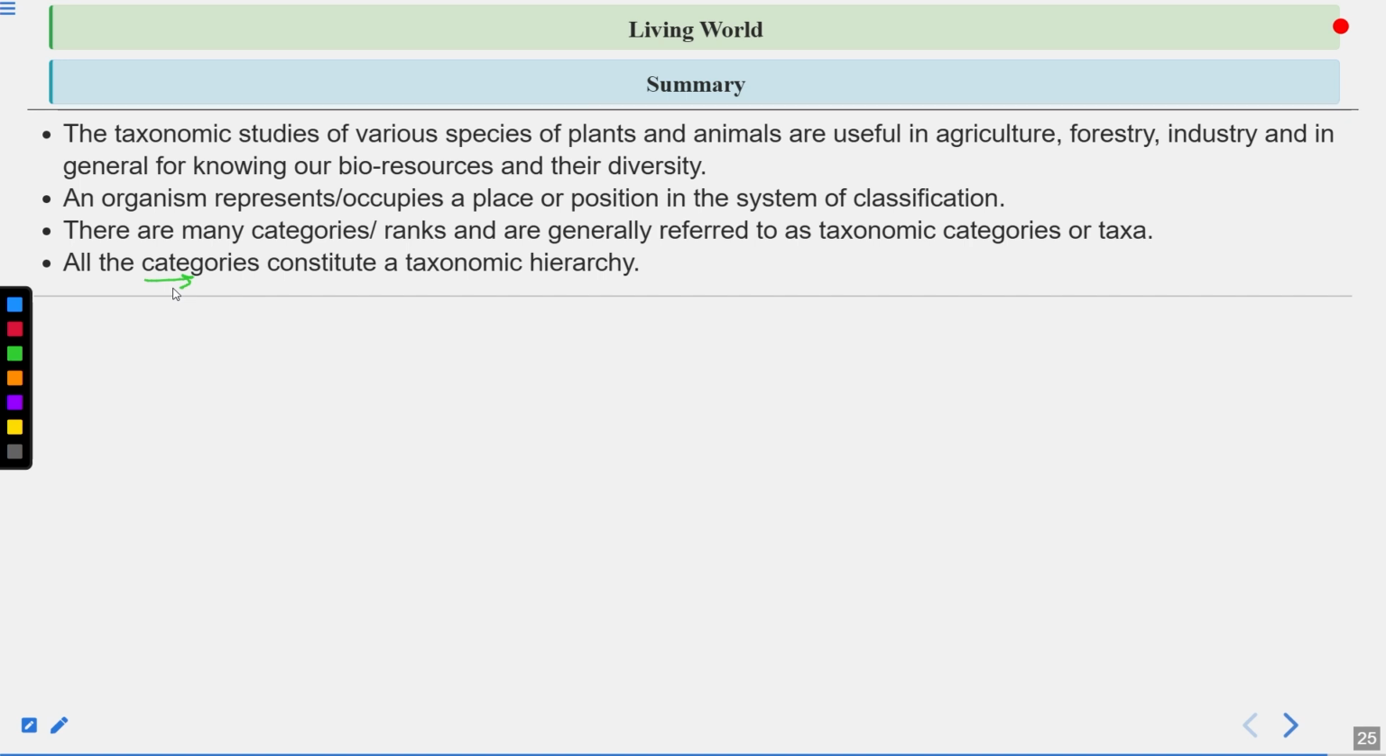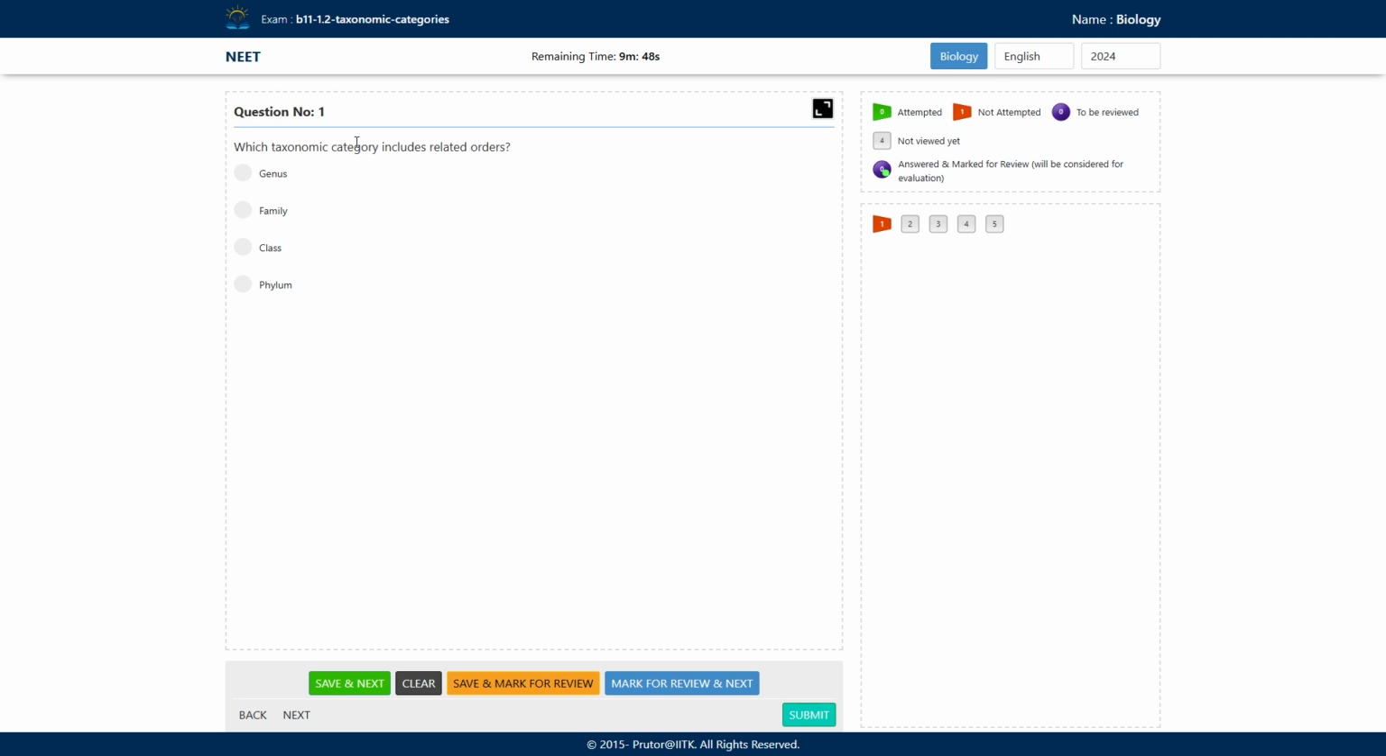So this was the end of the theory. Now we'll start with the DPP related to this chapter. Let's start with the first question here.